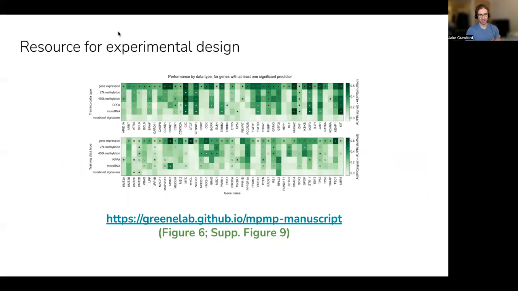We also present this as a resource for experimental design. Say you're studying a particular gene and you want to know, in a cell line or whatever, which data type readout is the best. You could look at this table in our manuscript and say, for BRAF, we see pretty good performance using gene expression and 450K methylation. So maybe we should pick one of those. This can be a resource for study design in the future.